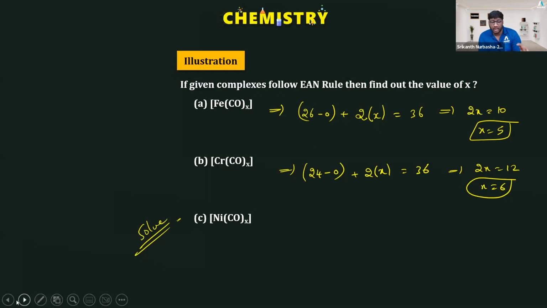So like that, if the complex is following the effective atomic number rule, then we can actually calculate the number of ligands present and also determine the coordination number, right?